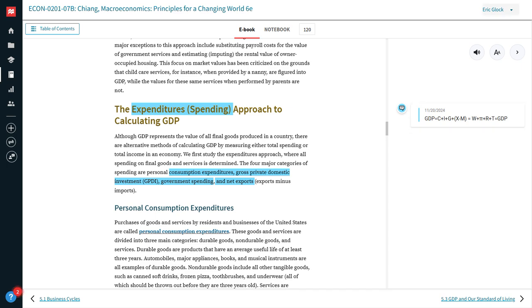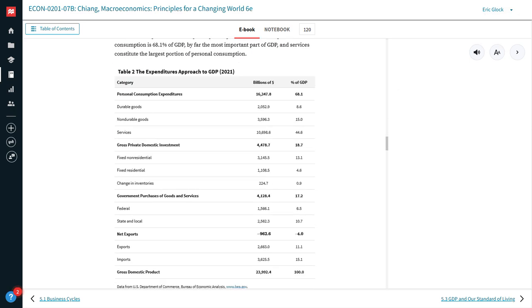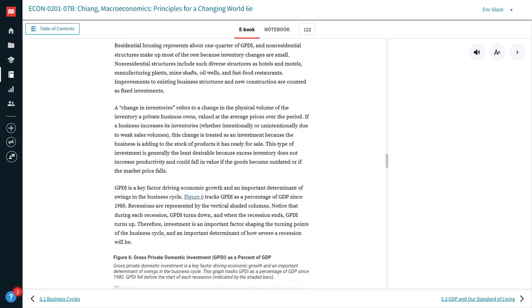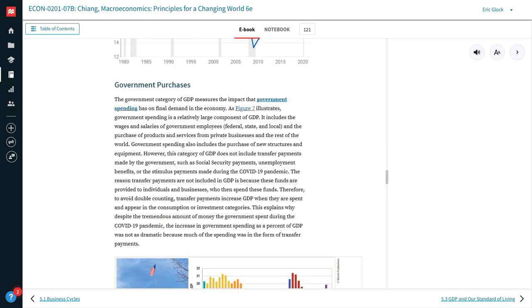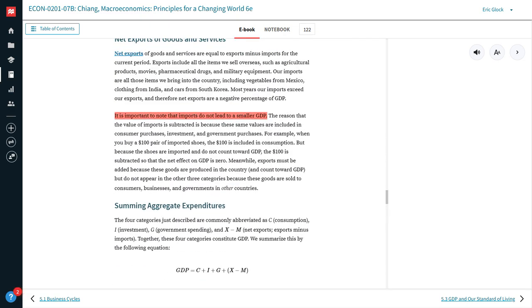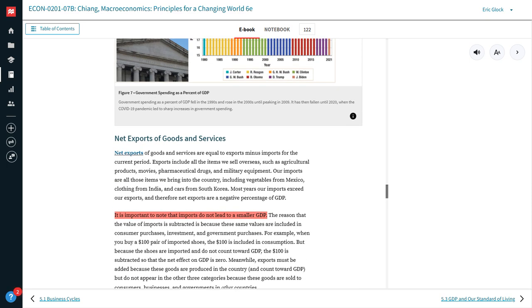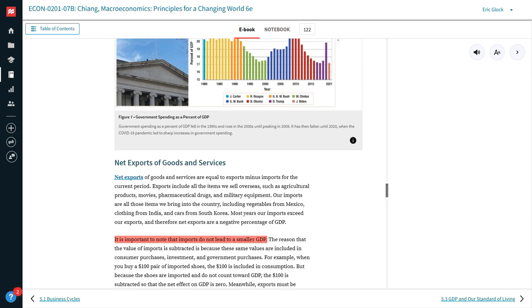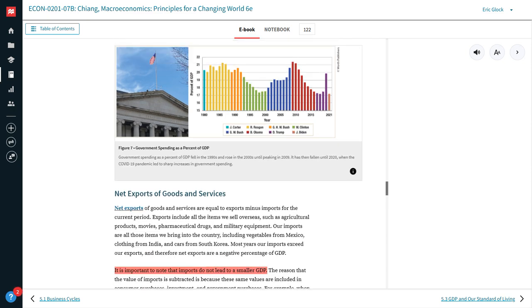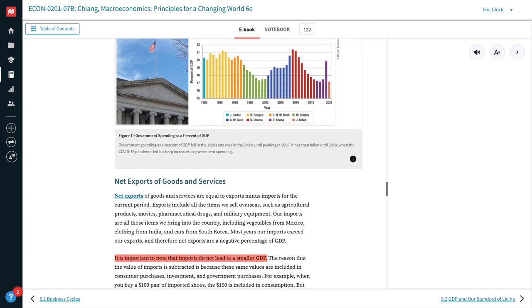So anyway, I just wanted you to be aware that the statement Chiang makes, that imports don't reduce GDP, is untrue. That would be a special case, and since the general case is that increasing imports will lead to a smaller GDP, other things equal, this is essentially a false statement.